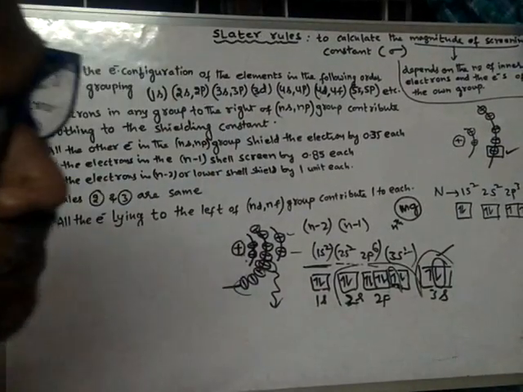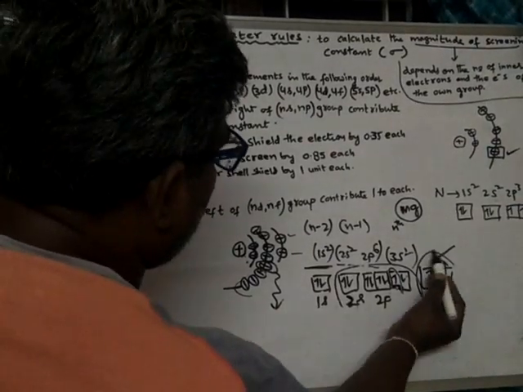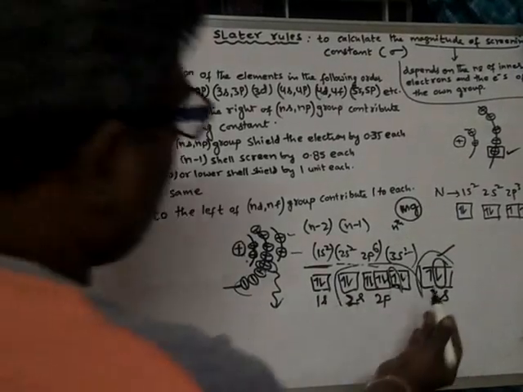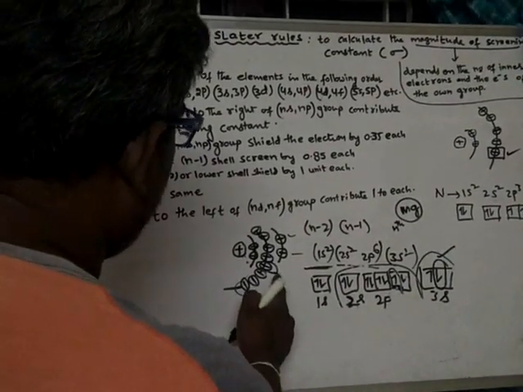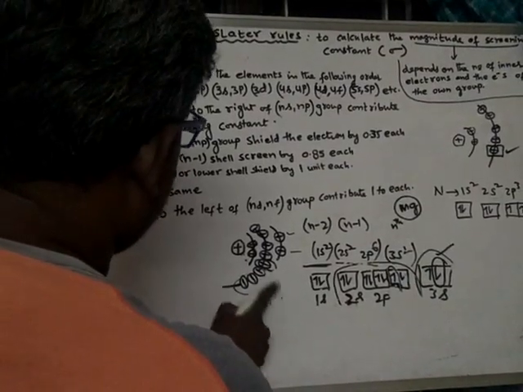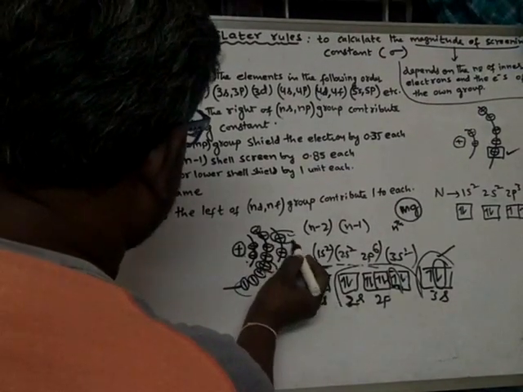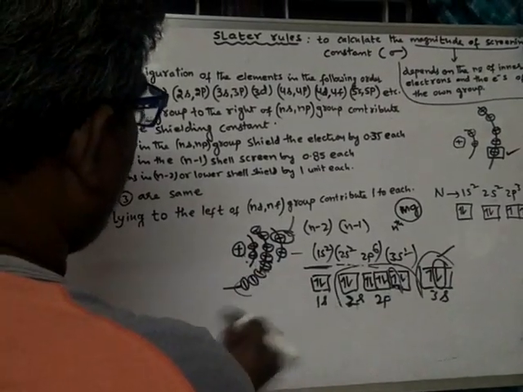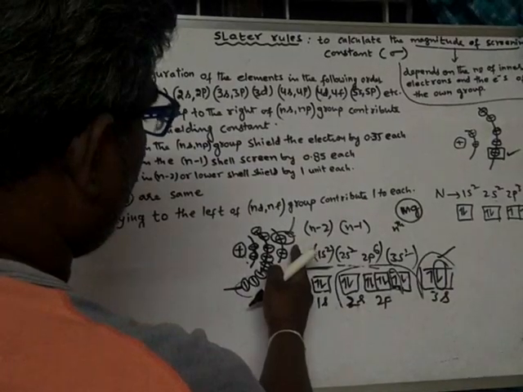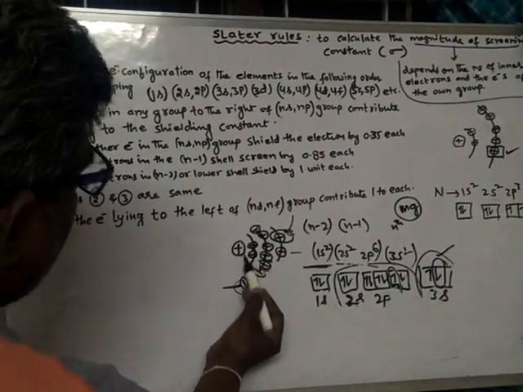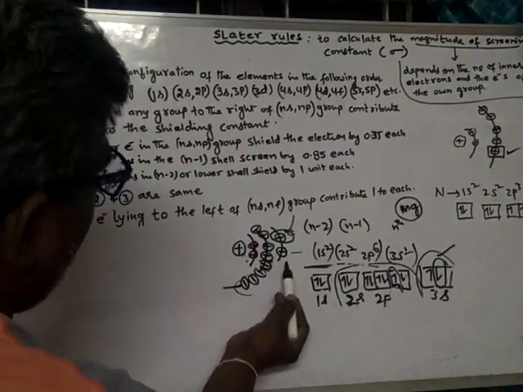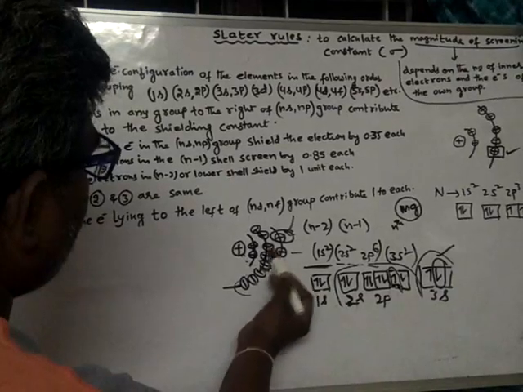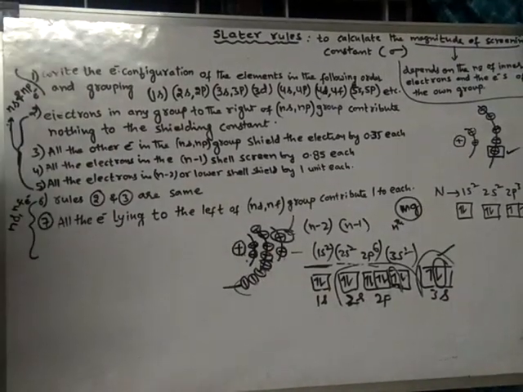So how many electrons are left over? Only 1 more electron is left over, belonging to the same group. That means this electron will show some screening effect on this electron. Okay, now we are going to calculate the screening effect on this electron. This is a magnesium atom. Now all these electrons along with these electrons also will show screening effect, and will try to reduce the force of attraction of the nucleus on this particular electron.